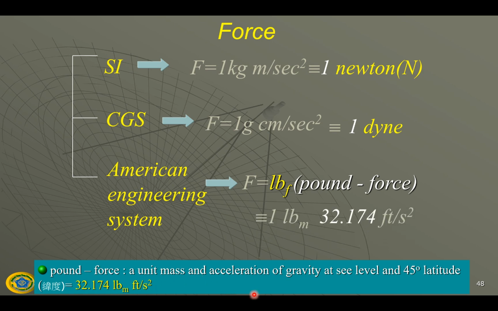So as we know, 1 pound force will be 32.174 feet per second squared. Okay, this is pound mass times this. Right, so you need to understand the pound force and pound mass.